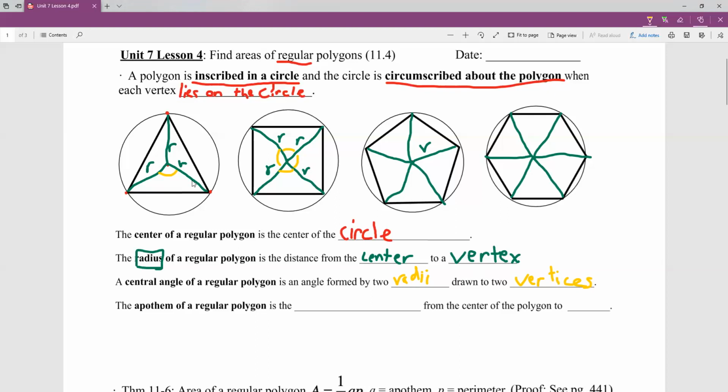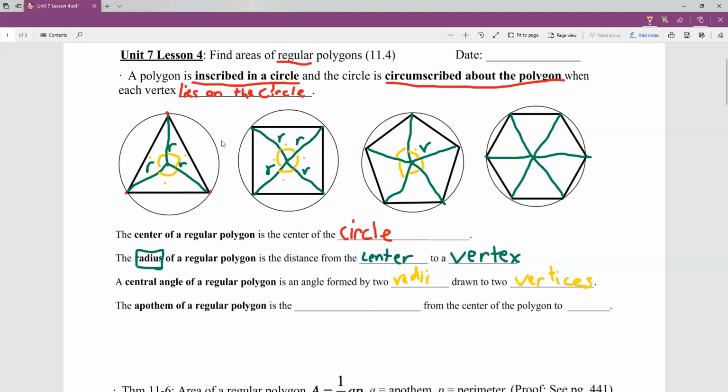Another thing I want you to notice. For this triangle, we have three central angles. For this square, we have 4 central angles. For this pentagon, we have 5 central angles. I hope you're starting to see a pattern. The pattern is that the number of central angles corresponds to the number of sides the polygon has.